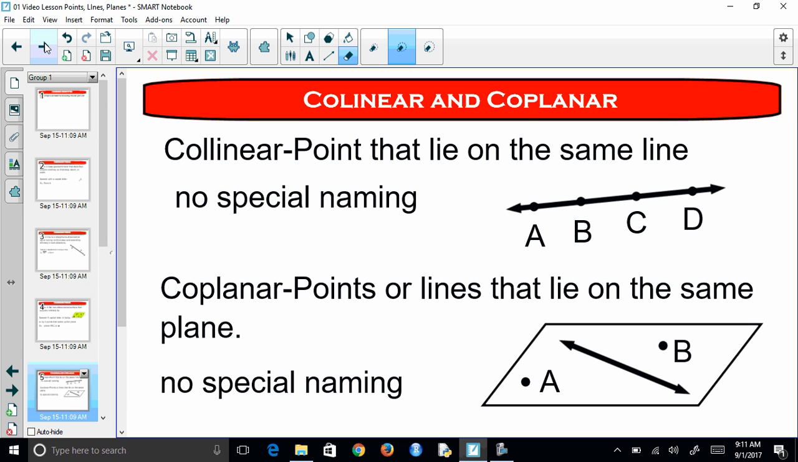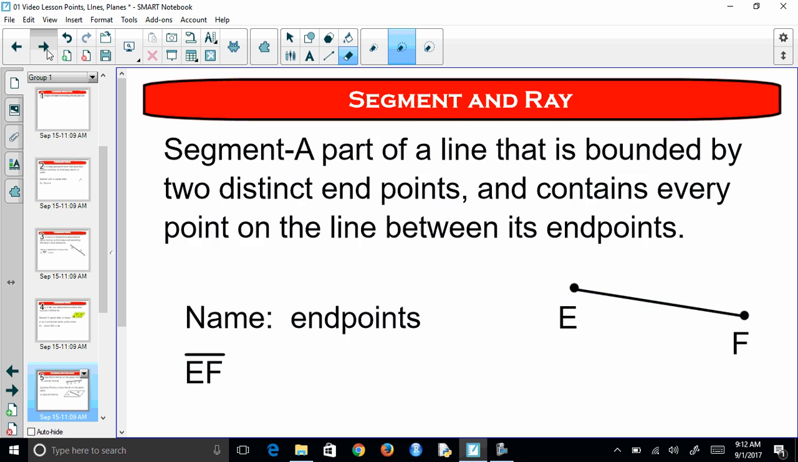Now there's some terms related to these. If I use the word collinear, it means points that lie on the same line. It has no special naming, but it looks like this. There's 4 different points on this line. Coplanar points, it's like you have a sheet of paper, and the points or lines lie on the same plane. So A and B lie on that plane, and so does this line. And it has no special naming.